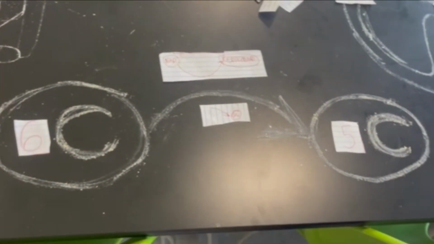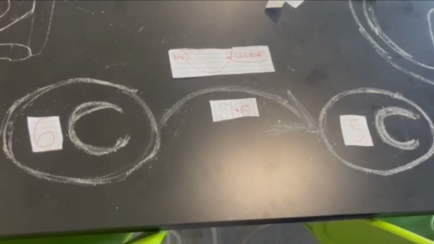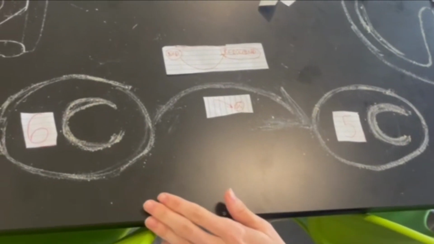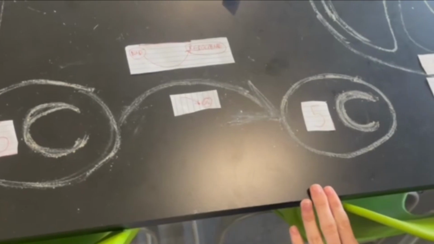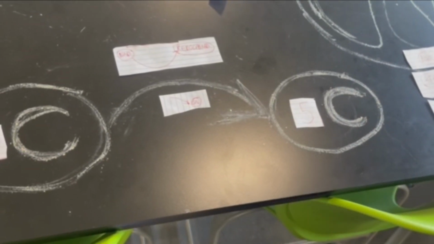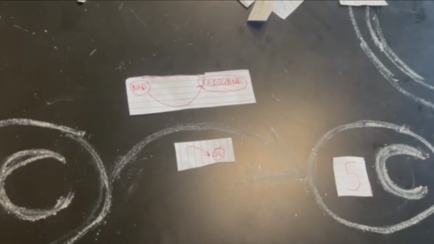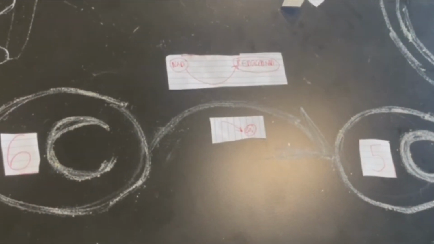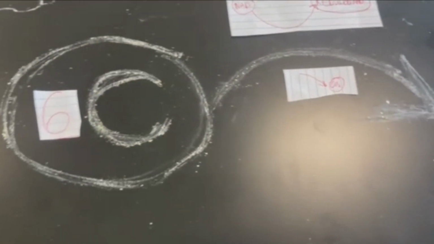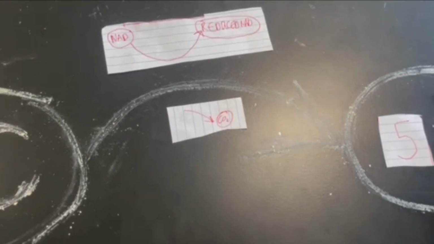The first transfer that we will see in this is from 6 carbon to 5 carbon, which goes along with side by side. What's happening is NAD is moving to reduced NAD, and this produces CO2 as a byproduct.